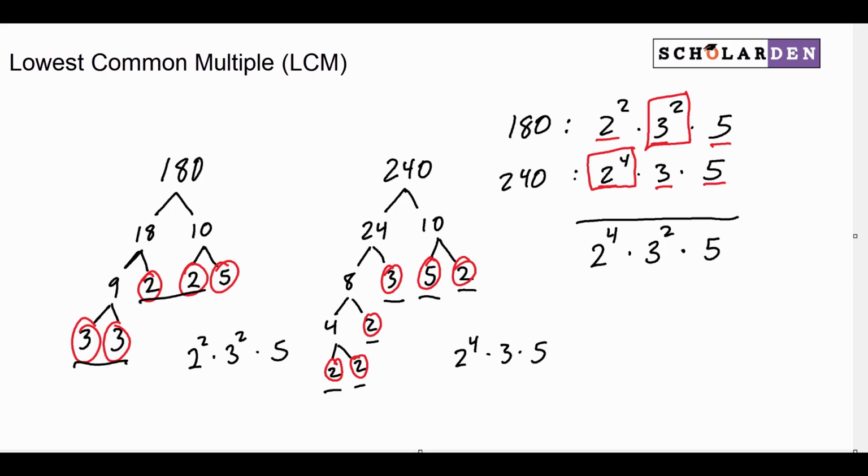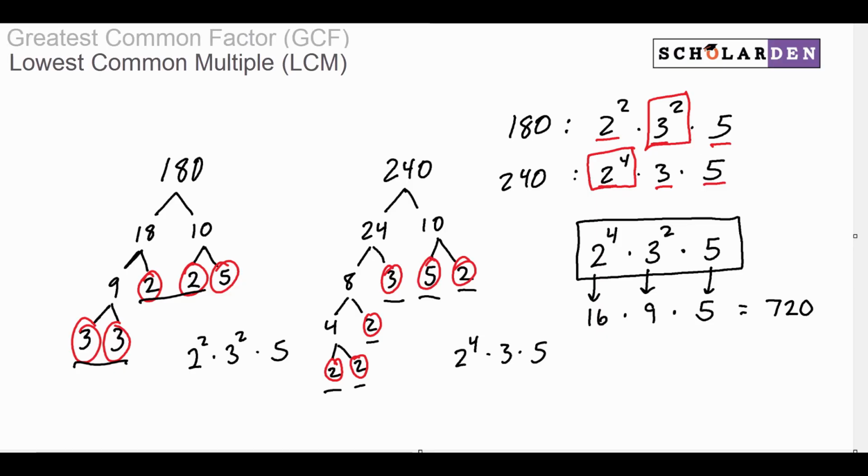And that multiplied together is going to be the LCM of 180 and 240. So that's going to be 16 times 9 times 5. And that happens to equal 720. Okay, so that's how you get the LCM of any two numbers.